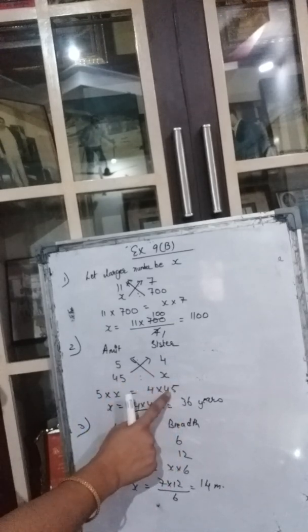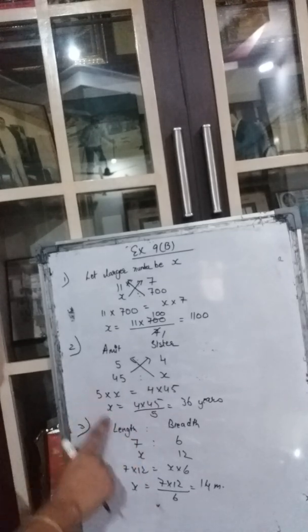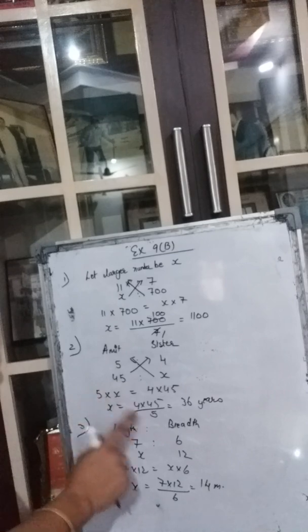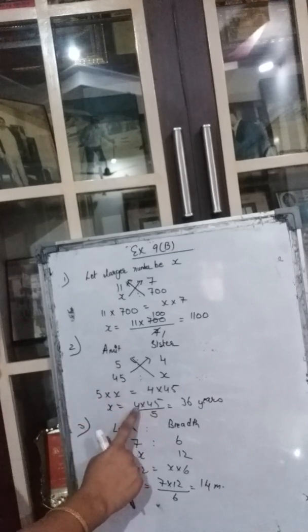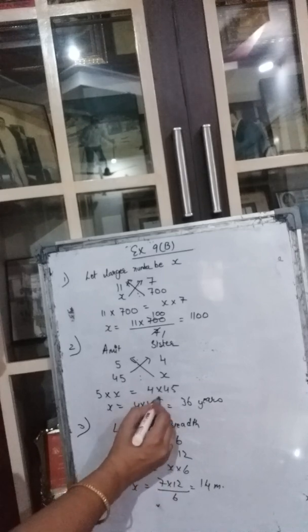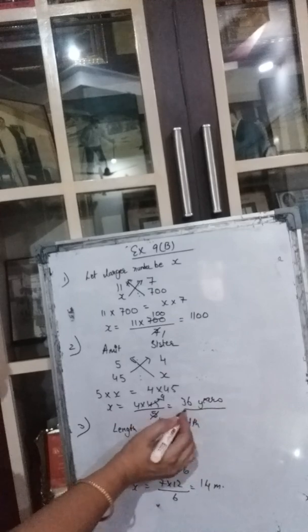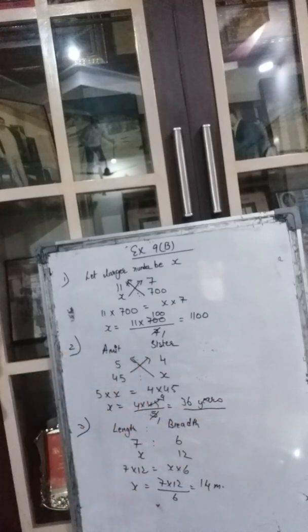So x is equal to, we will take this 5 to the other side. Here it is getting multiplied, so there it will get divided. x is equal to 4 into 45 upon 5. So 5 ones are 5 and 5 nines are 45. 9 fours are 36. 36 years is the age of the sister. Got it? Now we come to the third question.